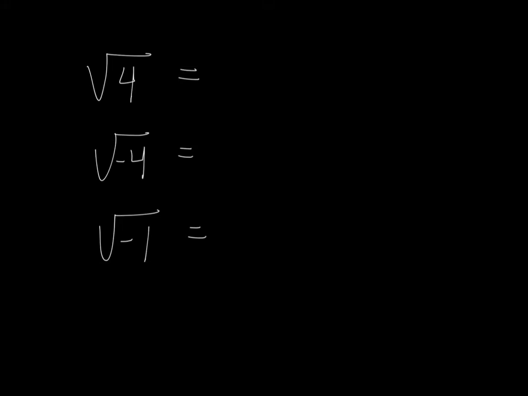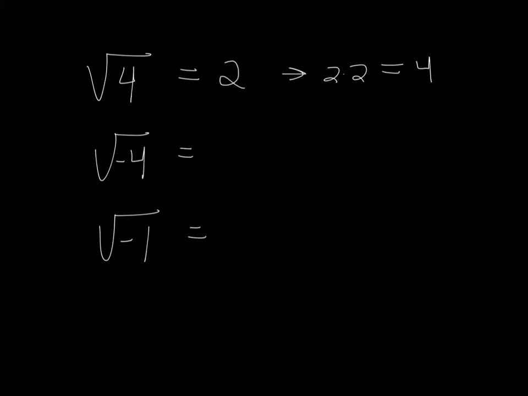So on this page, I just wanted to remind you, it's still related to radicals, so we're in this unit on radicals, in this case square roots. Square root of 4 is obviously 2, and the reason it's 2 is because 2 times 2 equals 4. Simple as that, right?